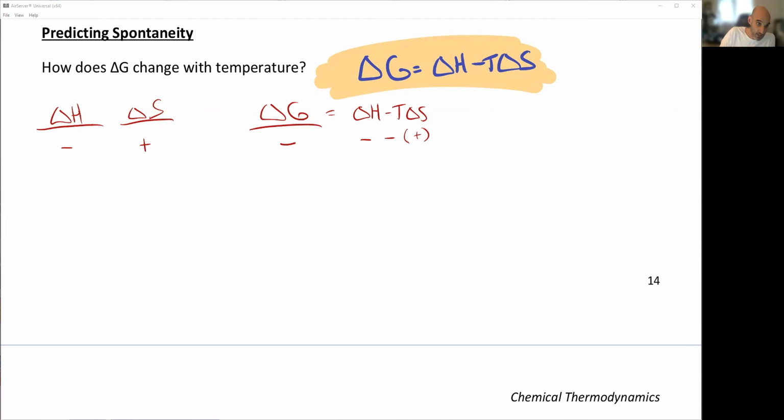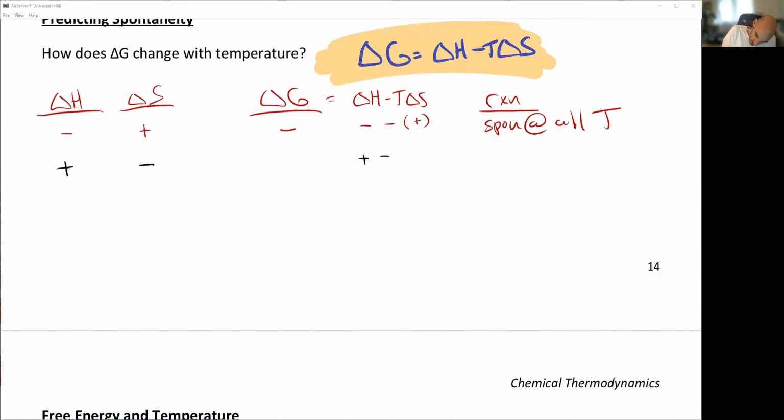So what this means is, in terms of what the reaction result is, it is going to be spontaneous at all temperatures, okay? What about if delta H is positive and delta S is negative? Well, what does that say? If delta H is positive, minus a negative for delta S, minus a negative means plus, a positive, right? So that means delta G is going to be positive. It is going to be non-spontaneous at all temperatures.